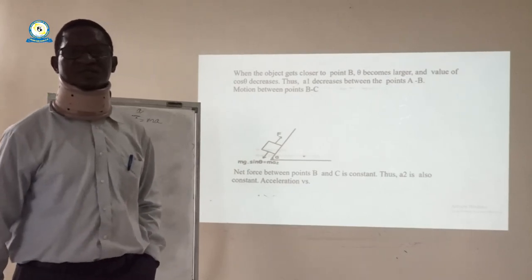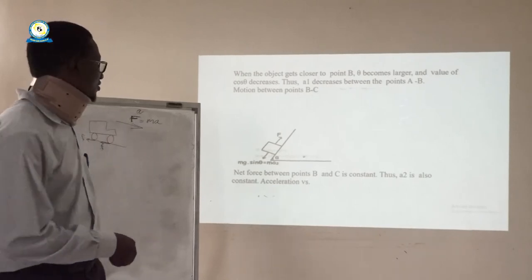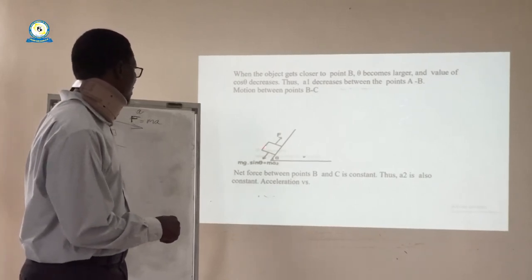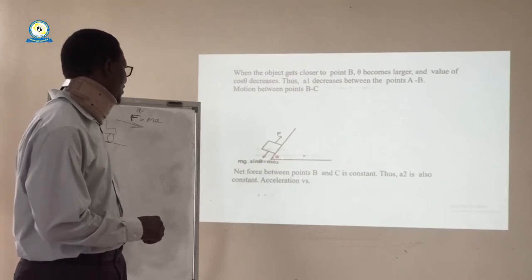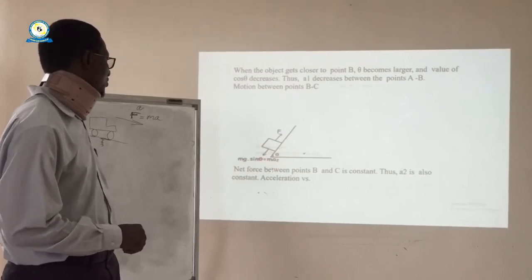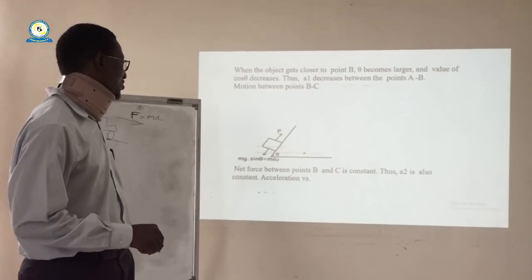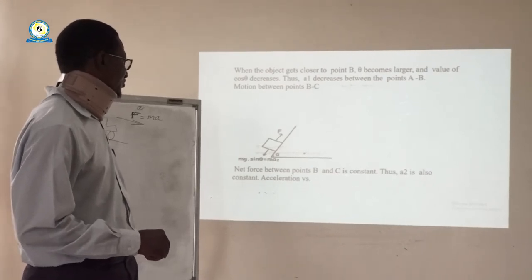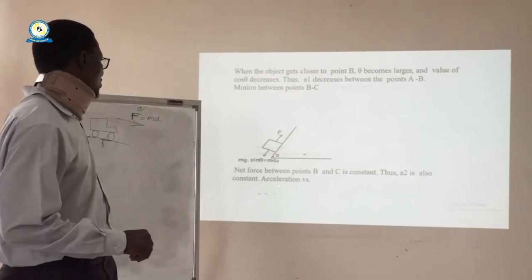Motion between points B to C now. B to C is this one. Angle alpha is this one. Mg sine theta equals ma2. Net force between points B and C is constant. Thus, A2 is also constant.